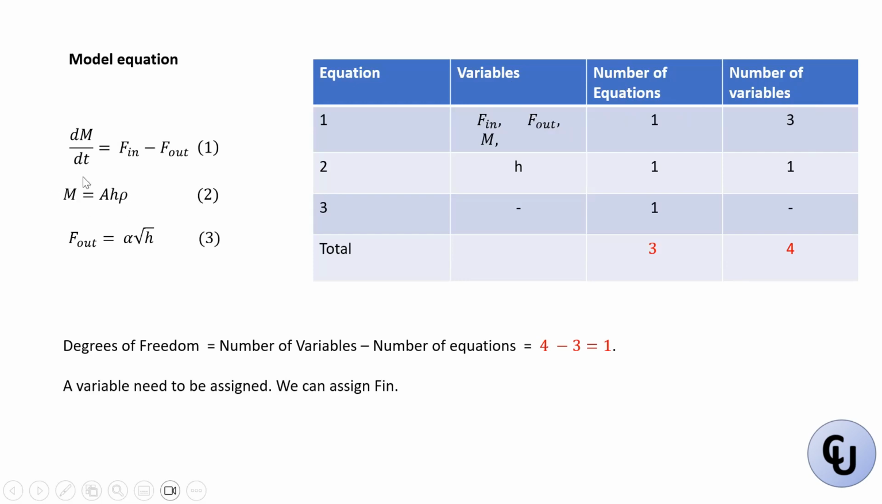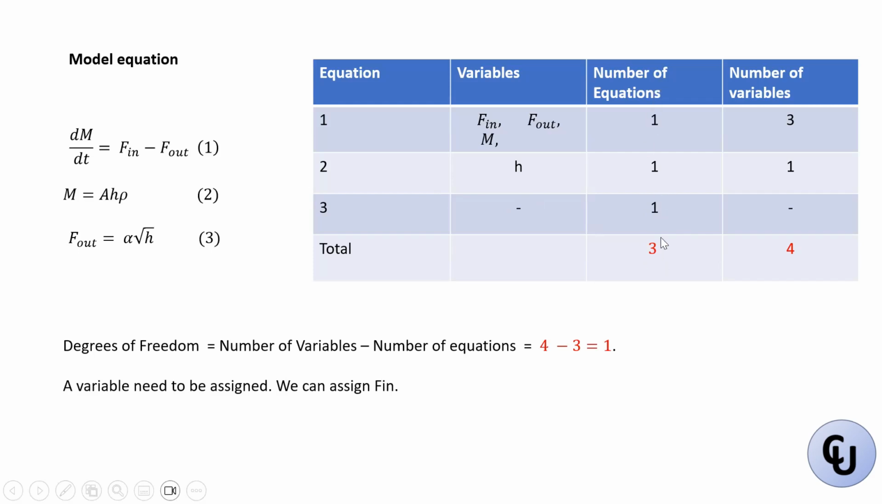And for equation 2, we have M, which has been counted already. A is a parameter, rho is a parameter. So the only new variable we have here is height, H. So one variable, one equation. Then equation 3: F out has been counted before here. Alpha is a parameter. H has also been counted before here. So there's no new variable, and we have one equation.